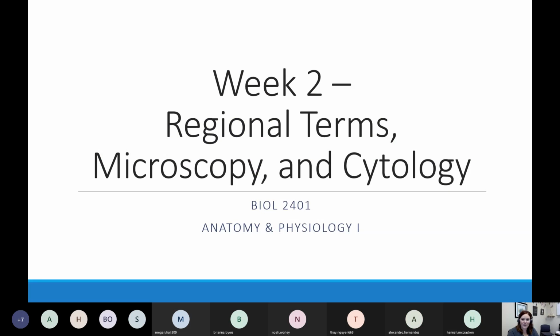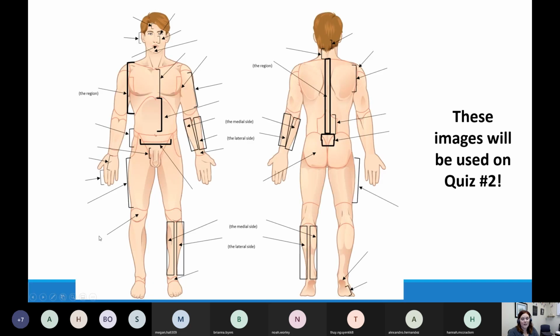We are covering week number 2 lab that relates to 3 topics: regional terms, microscopy, and cytology. When we talk about regional terms, what I want you to make sure that you can do is identify these regional terms on my picture.